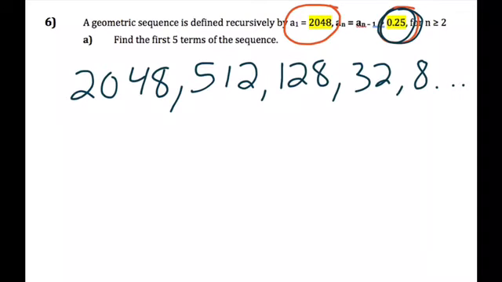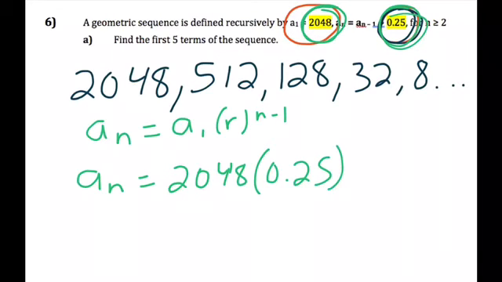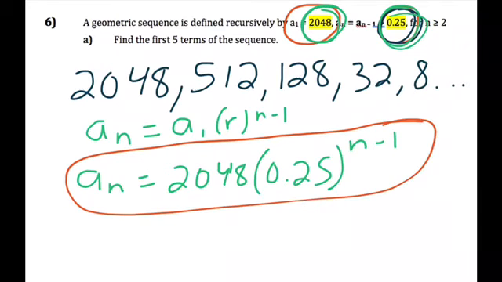Okay, now we want to write the explicit formula to represent the sequence. So my explicit formula is a sub n equals a sub 1 times r to the power of n subtract 1. So we're going to go ahead and plug in 2048 for a sub 1 and 0.25 for r. A sub n equals 2048 times 0.25 to the power of (n subtract 1). This is our explicit formula, part B.